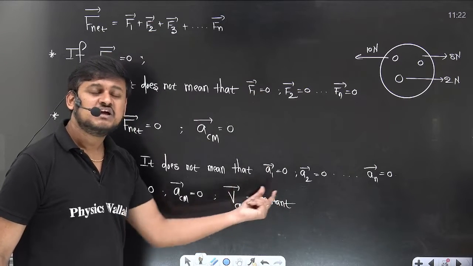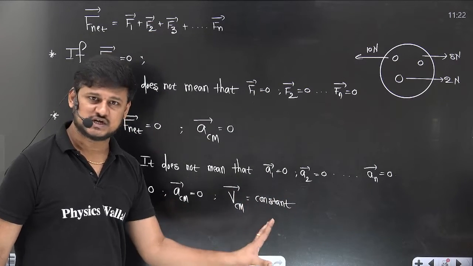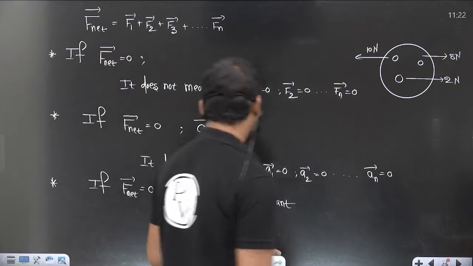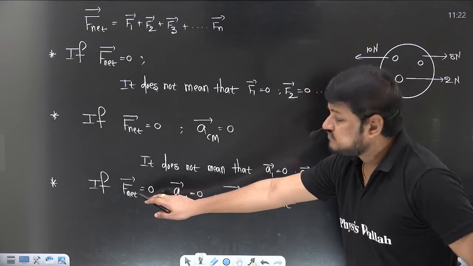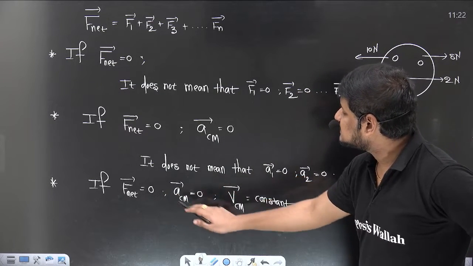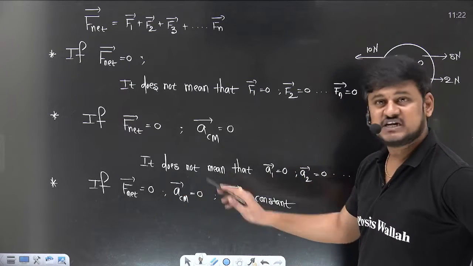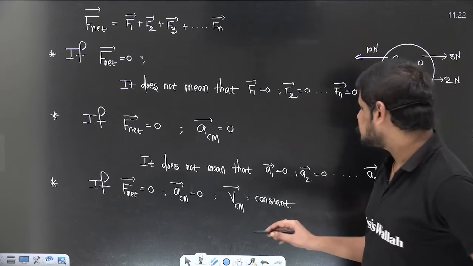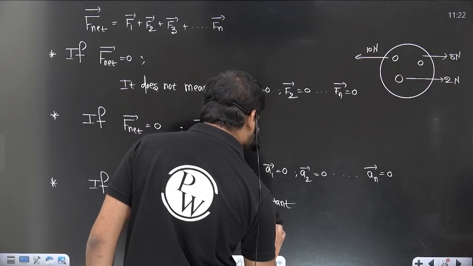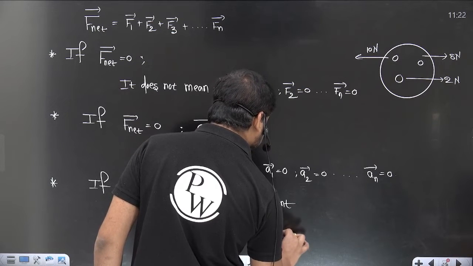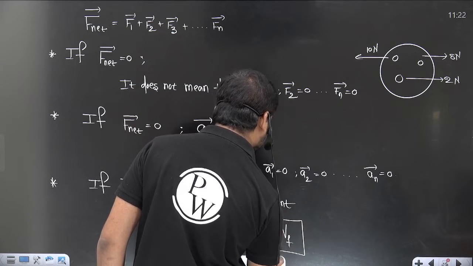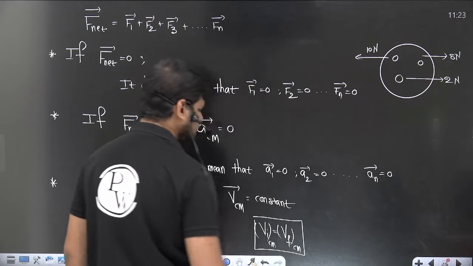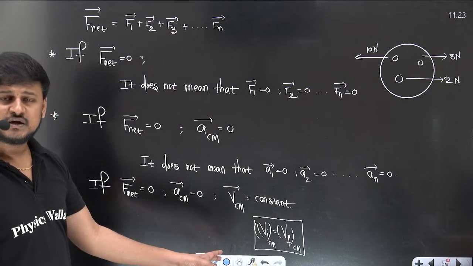It does not mean that V1 is constant, V2 constant, V3 constant. But the overall system's center of mass velocity is going to be constant. So this point is very, very important, guys. If the net force acting on the body is 0, then the acceleration of the center of mass will be 0, and the velocity of the center of mass will be constant. V_CM is constant. So the V initial of the center of mass will be equal to the V final of the center of mass. Clear? Understood the concept, everyone?